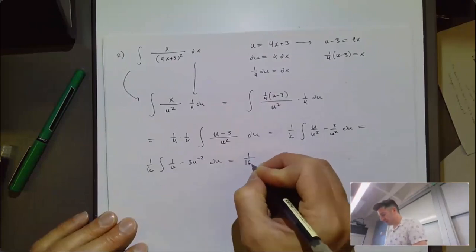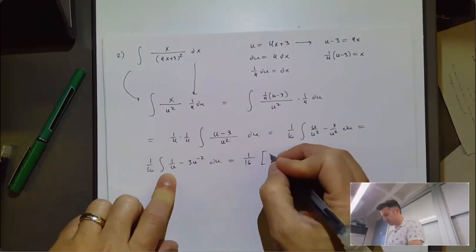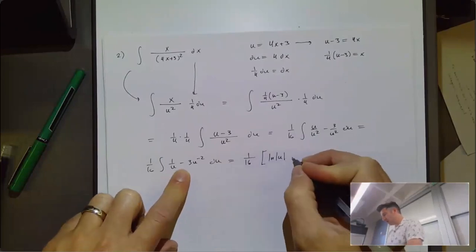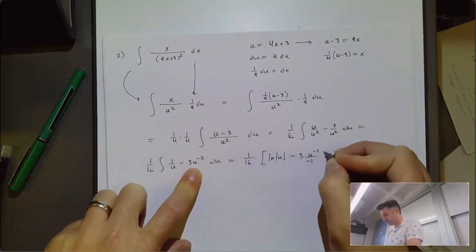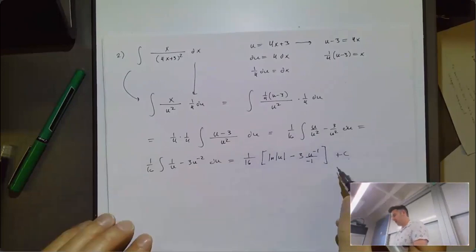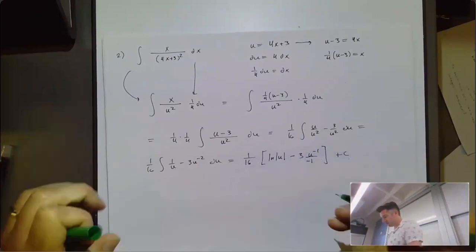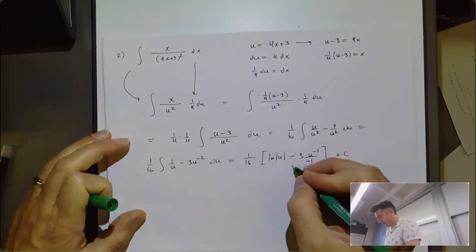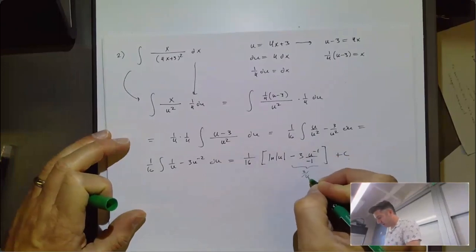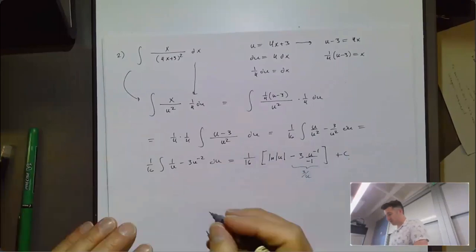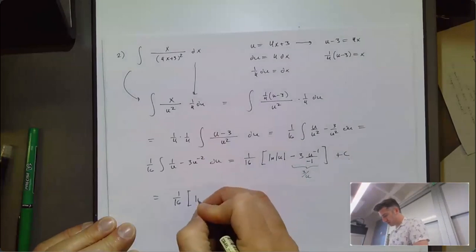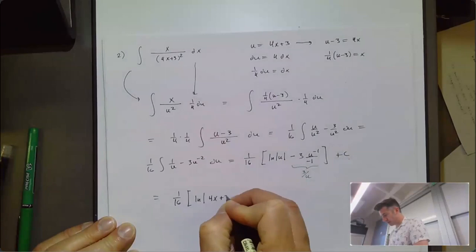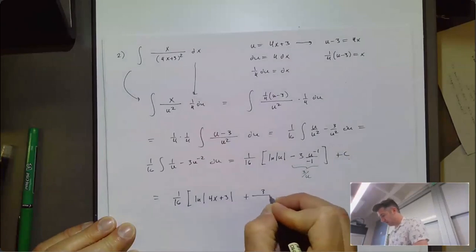So we're going to get 1/16 times the integral of 1 over u, which is the natural log of the absolute value of u, minus 3 times the integral of u to the negative second, which is u to the negative first divided by negative 1. Let's see. I would definitely rewrite this part here, negative 3 times u to the negative 1 over negative 1, as positive 3 divided by u. And then replacing the u's with what they're equal to, this is going to equal 1/16 times the natural log of the absolute value of 4x plus 3 plus 3 divided by 4x plus 3 plus c.